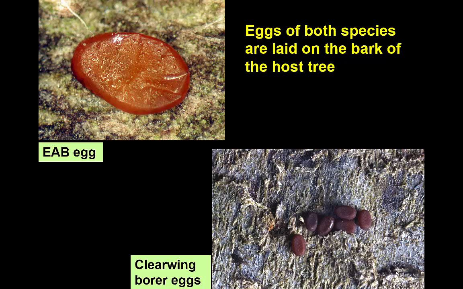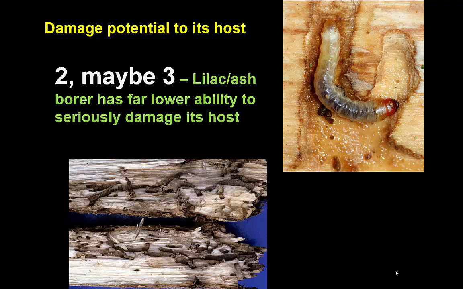Now, eggs of both species are going to be laid on the bark of the host tree. Unlike a round-headed borer, a longhorn beetle, they're not going to chew into the tree to insert an egg underneath the bark. The eggs are going to be exposed on the bark, be it an emerald ash borer or be it a clearwing borer.